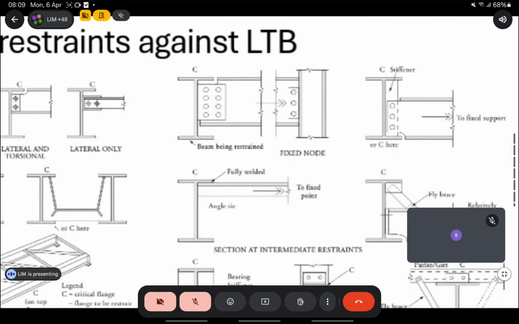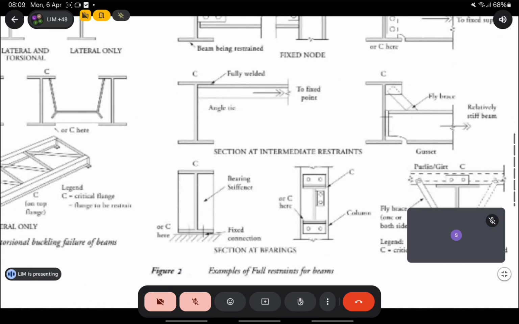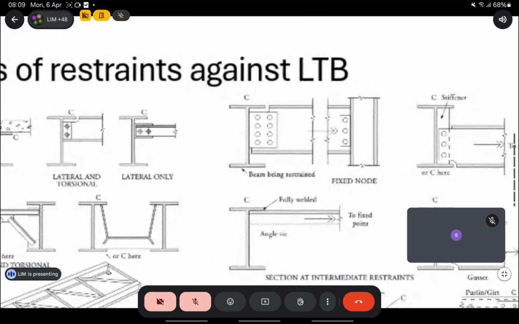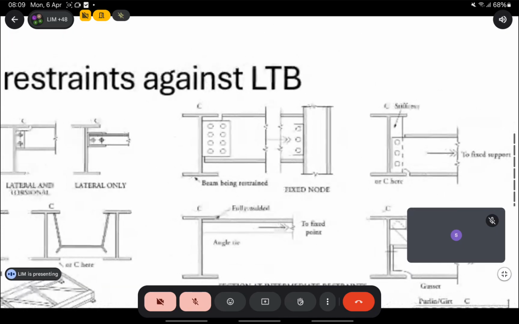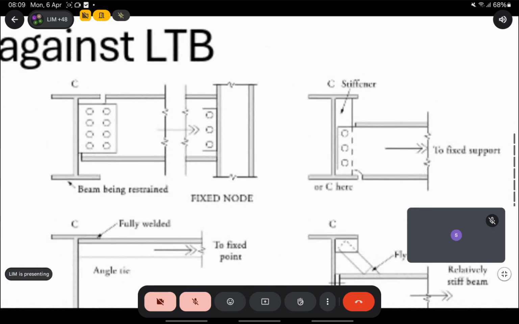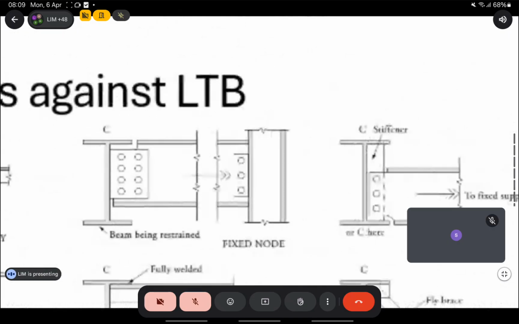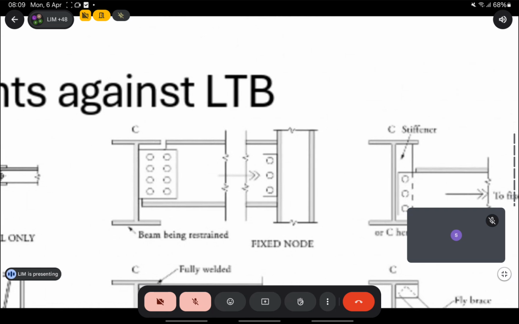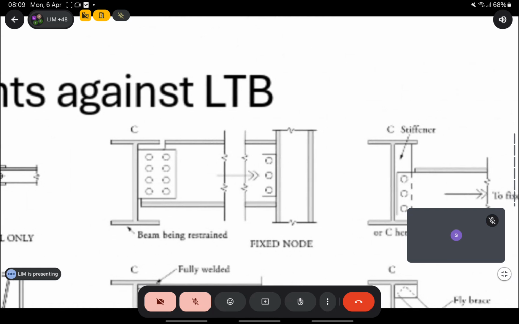Now, you can also weld other steel members onto it, as shown in the pictures here. For example, this picture here in the middle. If you have another beam connected to your beam, that beam actually stops your beam from buckling as well, from LTB.